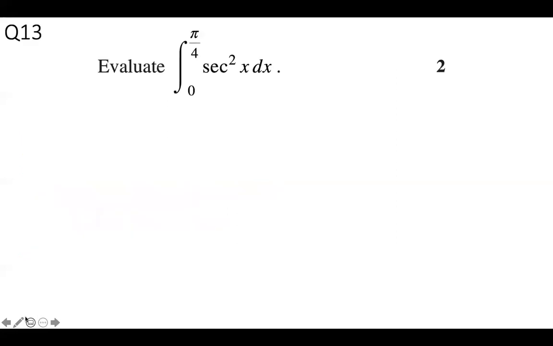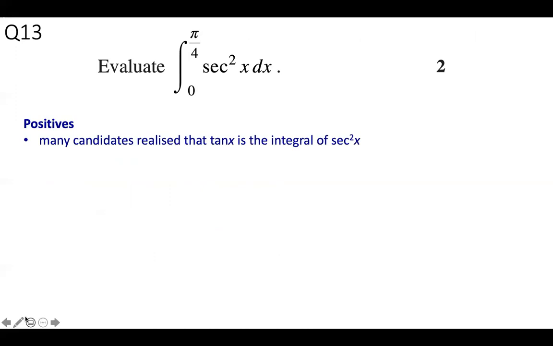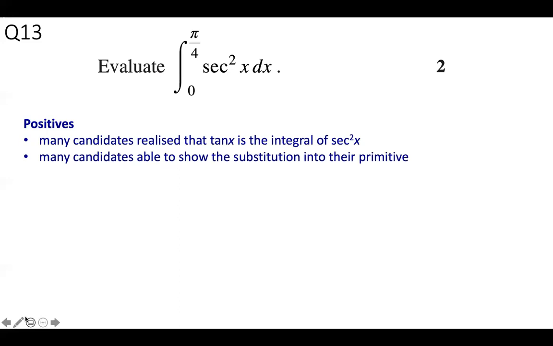Going on to question number 13, where we had to integrate. Many students recognise that the integral of sec squared x gives us tan x, which was good. And many candidates were also able to show that they knew they had to substitute some values into their primitive.